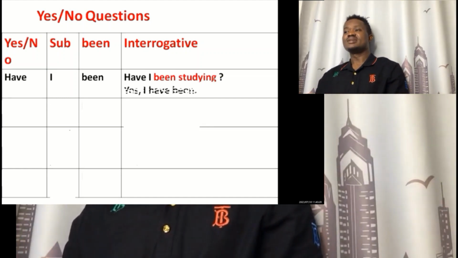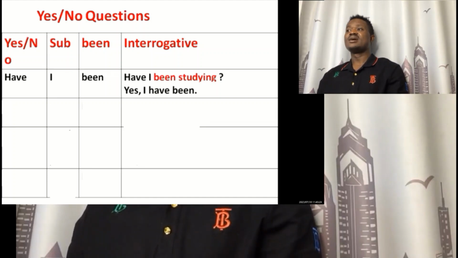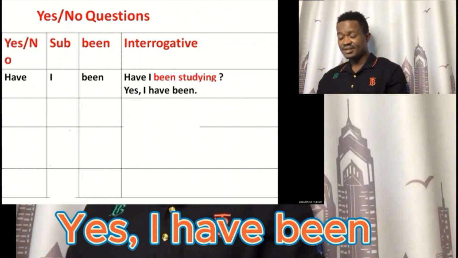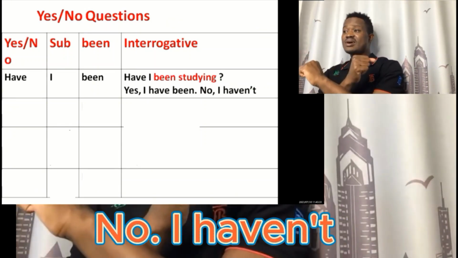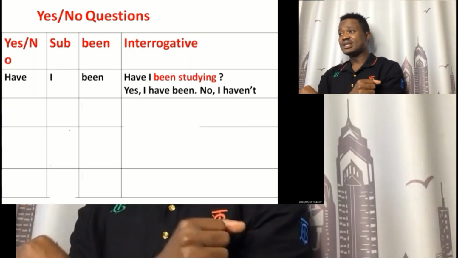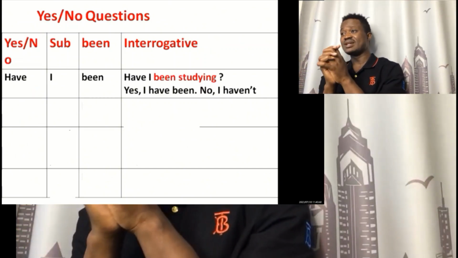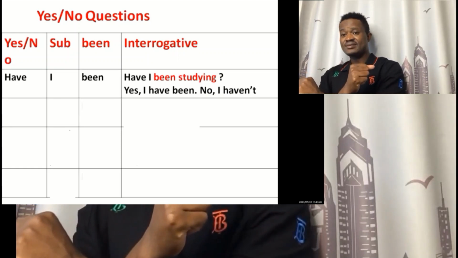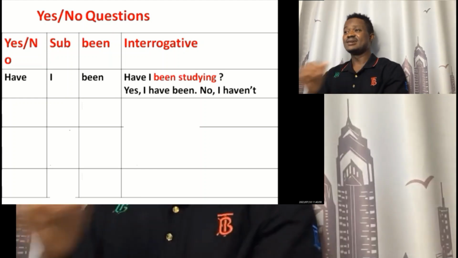The answer is yes, I have been. Or we can also say no, I haven't. These are the two ways we answer this question. Have I been studying? Yes, I have been. No, I haven't.